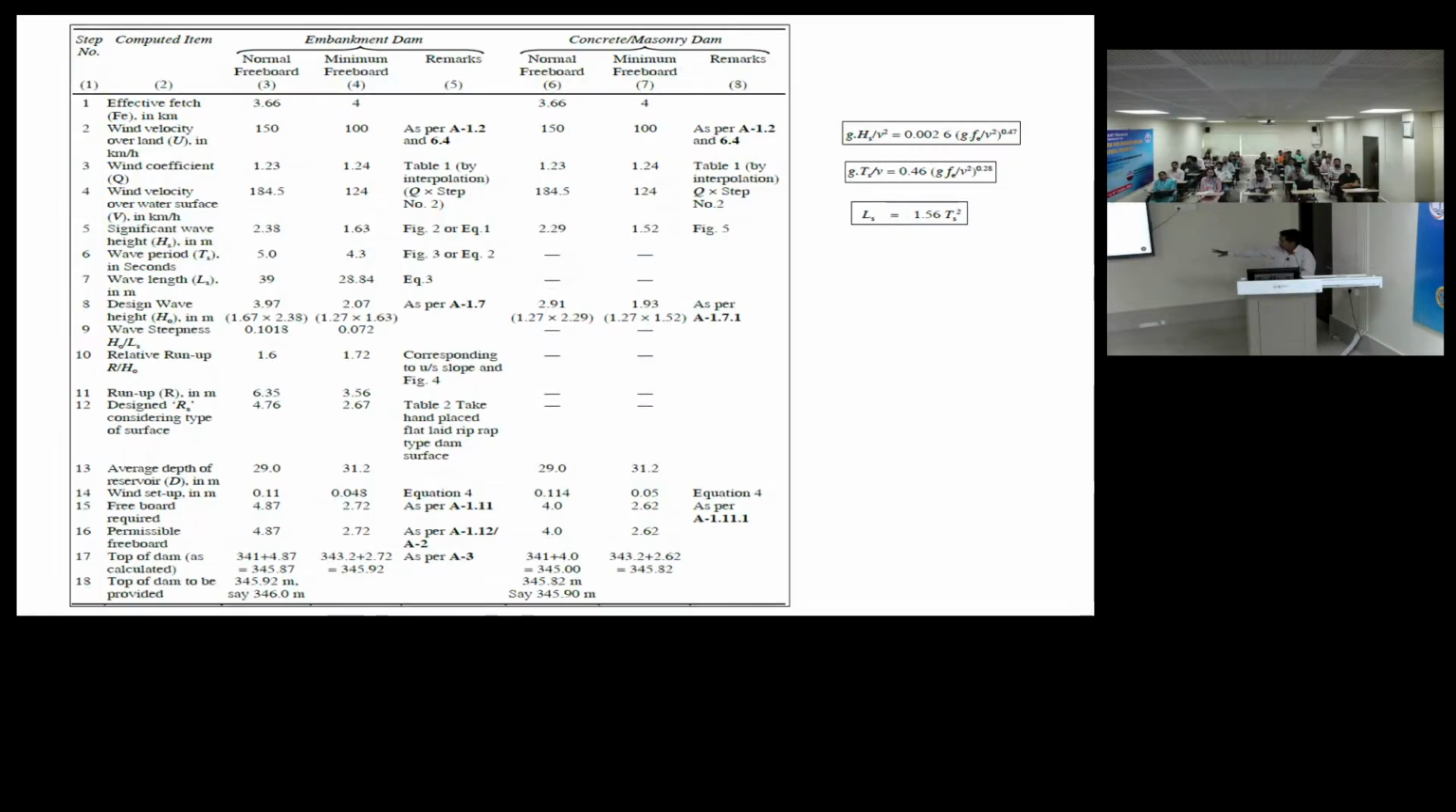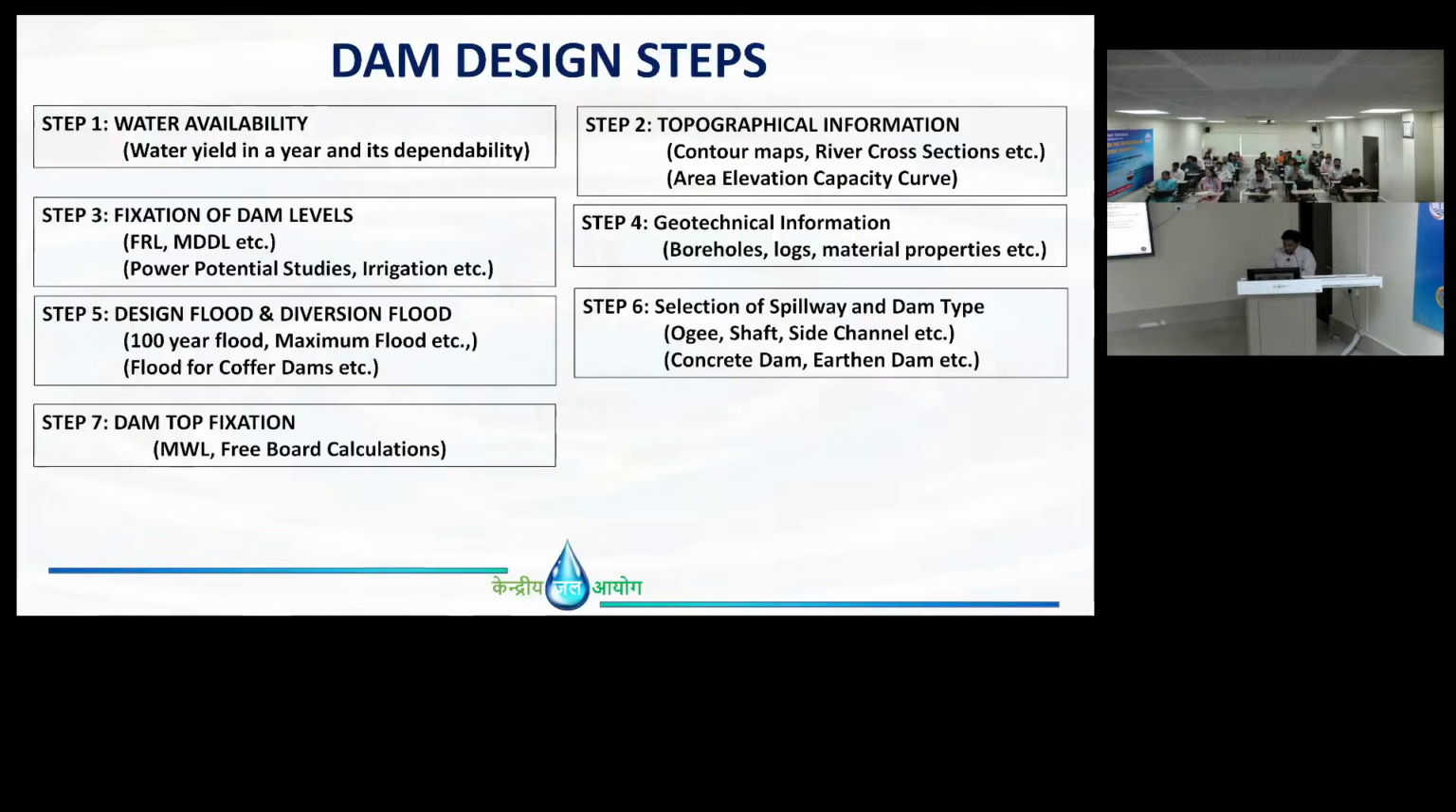You will see the difference here when you see the code: the minimum value for earthen dam will be 1.5 meters, and the minimum value for concrete dam is only 1 meter. So we have fixed the dam top, everything.